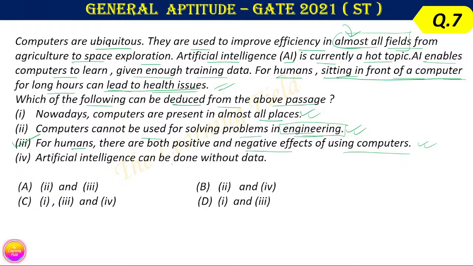Artificial intelligence can be done without data. No, this is never true, because artificial intelligence needs to be given enough training data. So option 4 is clearly discarded. That means statements 1 and 3 are correct here. Therefore, I think option D is the correct option, statement 1 and statement 3.